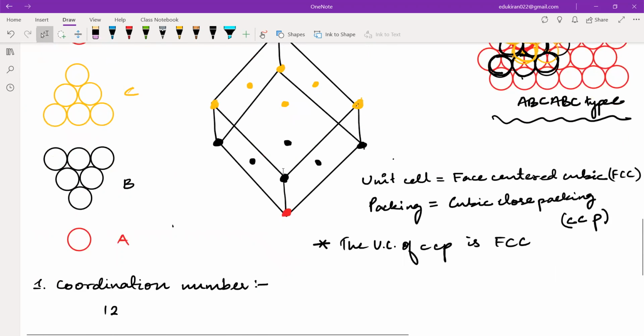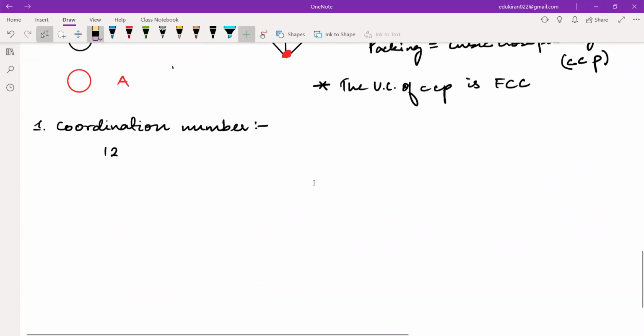So first of all, if you take one black atom, take any black atom. Let us say this black atom. Okay, so this black atom, what atoms is it touching? Tell me. If you look, this distance is A, and the distance between these two black atoms is √2 A by 2. Correct? Yes or no? Okay, let me show you guys.